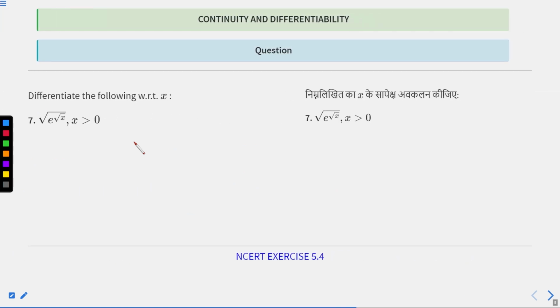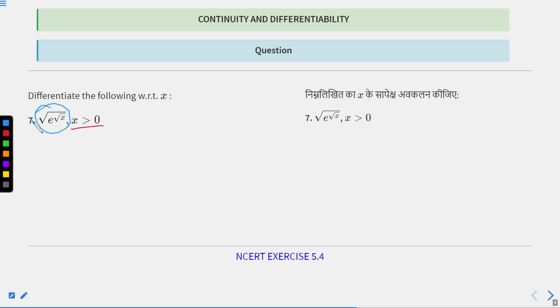So here one restriction is already given. Why? Because x is inside a root, and the root must be non-negative. It can be 0. So here we have already restricted to the subset of non-zero, which is positive real numbers. So the domain is this, if you try to see it.